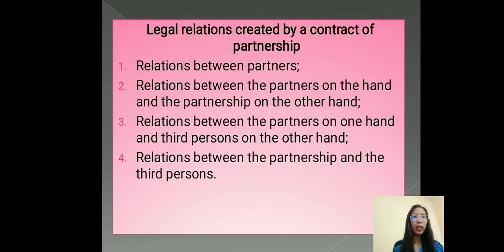There are four legal relations created by a contract of partnership. The relations between partners, the relations between the partners on one hand and the partnership on the other hand, the relations between the partners on one hand and third persons on the other hand, and the relations between the partnership and the third person.